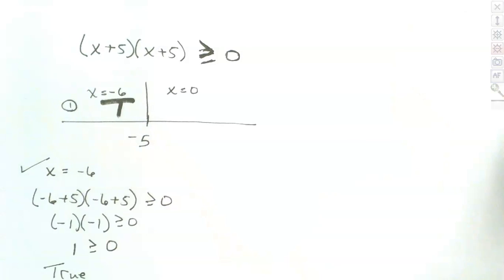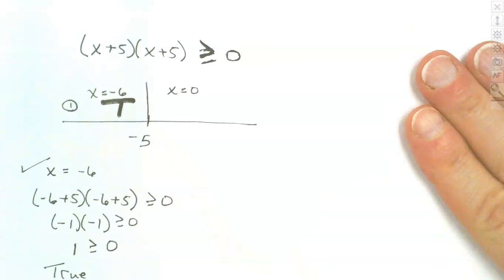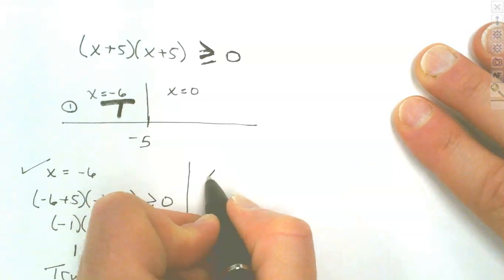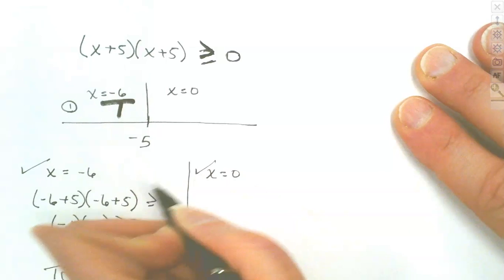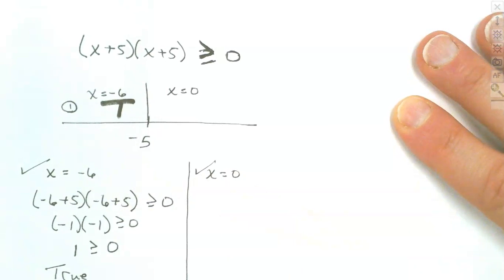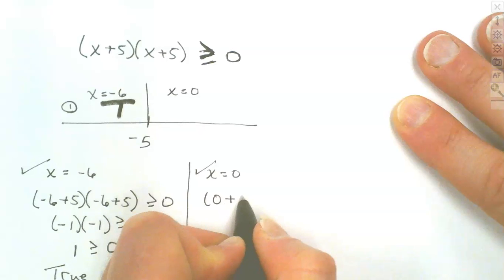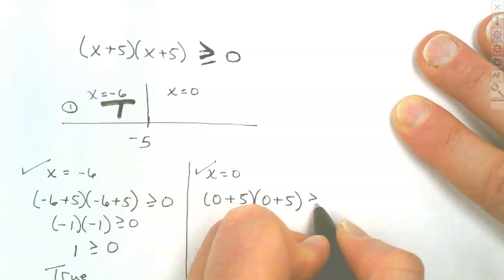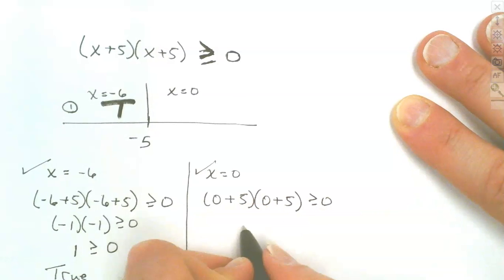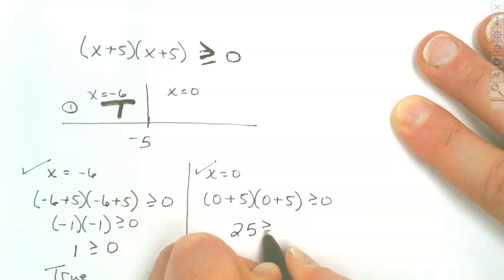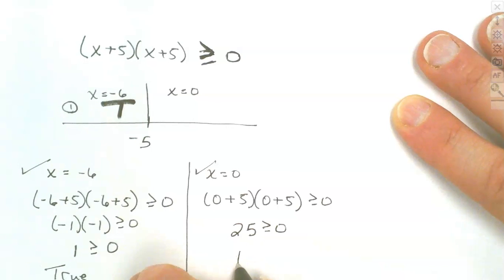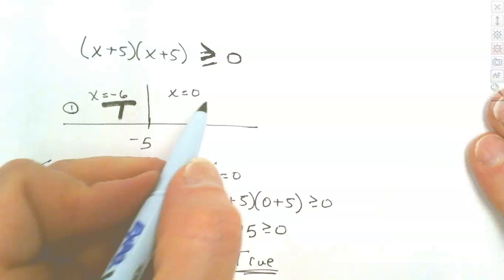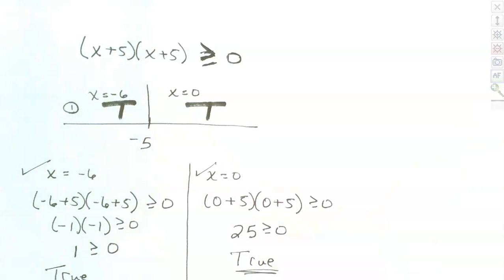This one's going to give us a completely different answer. What about x equals 0? If we check x equals 0, that's 0 plus 5, 0 plus 5, and that gives us then 25, and is 25 bigger than 0? Yes, that would make that then what? True. Now, what would the solution set for this one be?